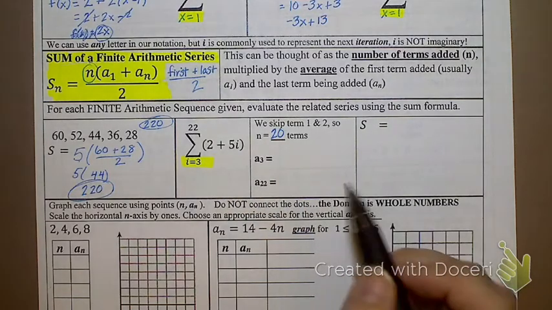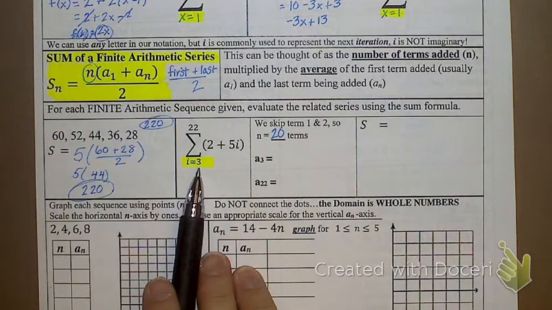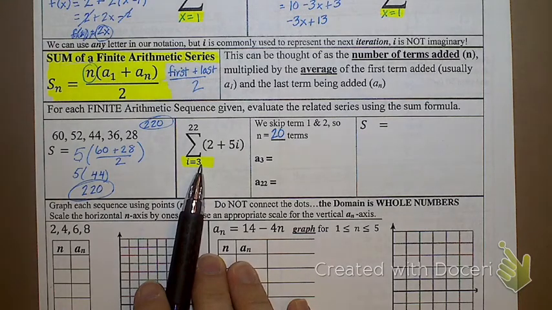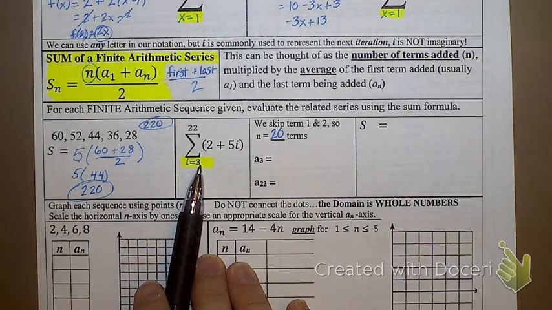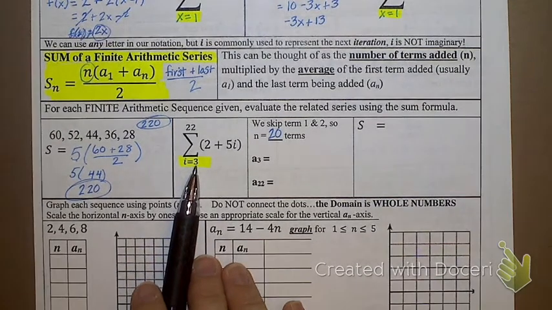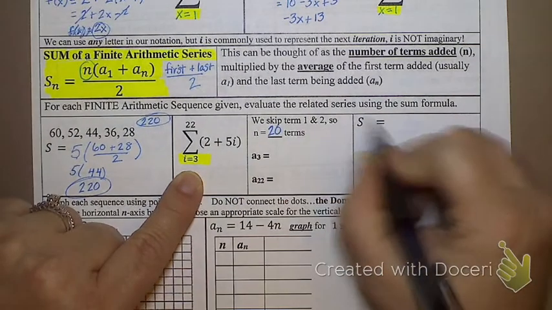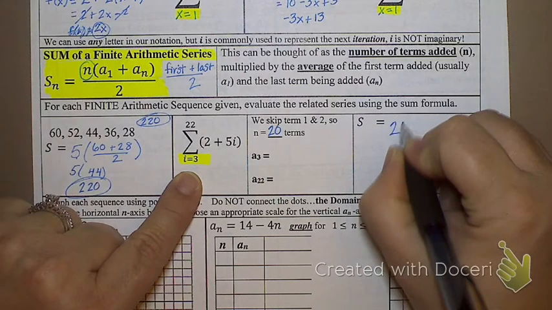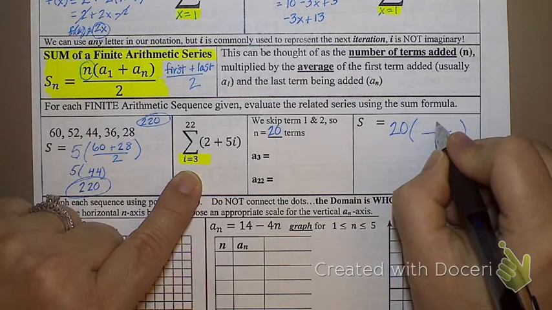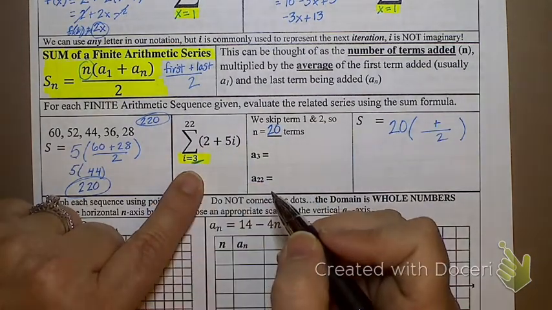All right, so when I'm finding the sum of the first term plus the last term, it's not the first term of the sequence that is the first term of what I'm adding. It's the third term of the sequence. Does that make sense? So I'm not counting the first term or the second term of the sequence. So my sum would be 20 times the first plus the last divided by 2. How do I find that first number to go right there? Well, that's going to be when I plug in 3.